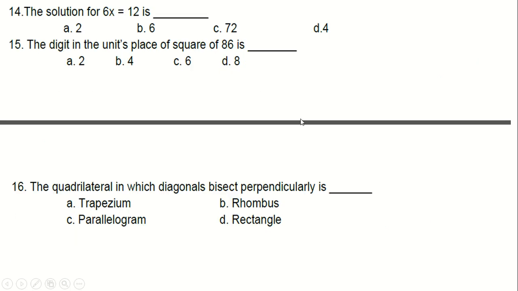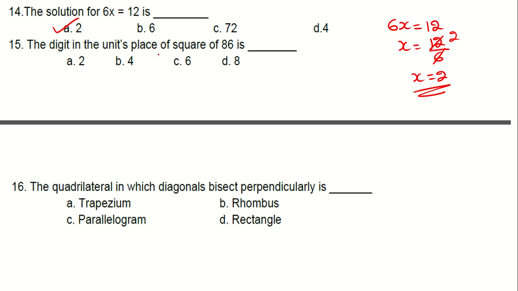The solution of 6x minus 12 is, that is 6x minus 12. Here I simplify this one, that is 6x is equal to 12. If you transfer the 6 to the right hand side, it goes to the denominator: 6 ones are 6, 6 twos are 12, that is x is equal to 2. This is the correct answer. Therefore option A is the correct answer.